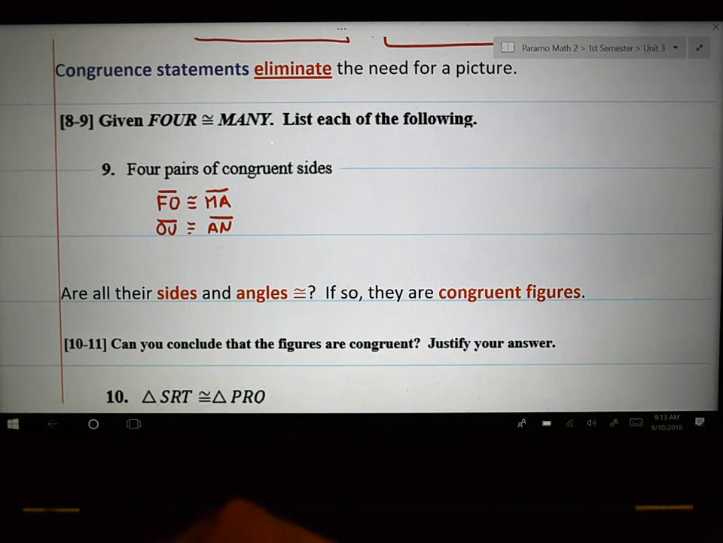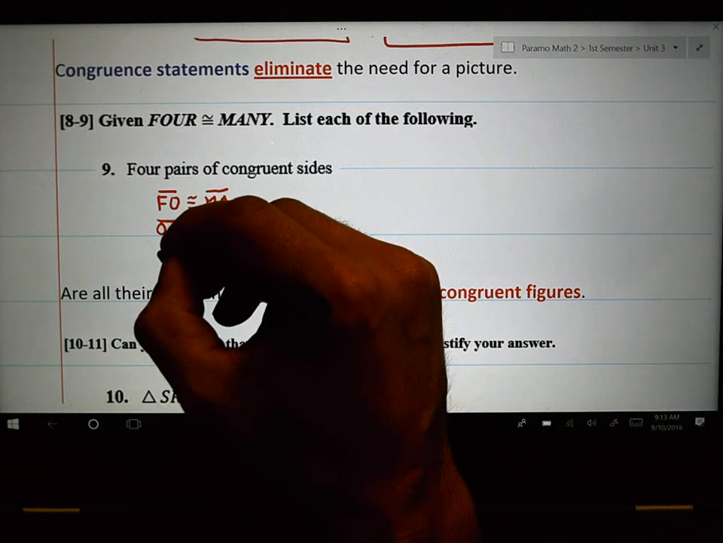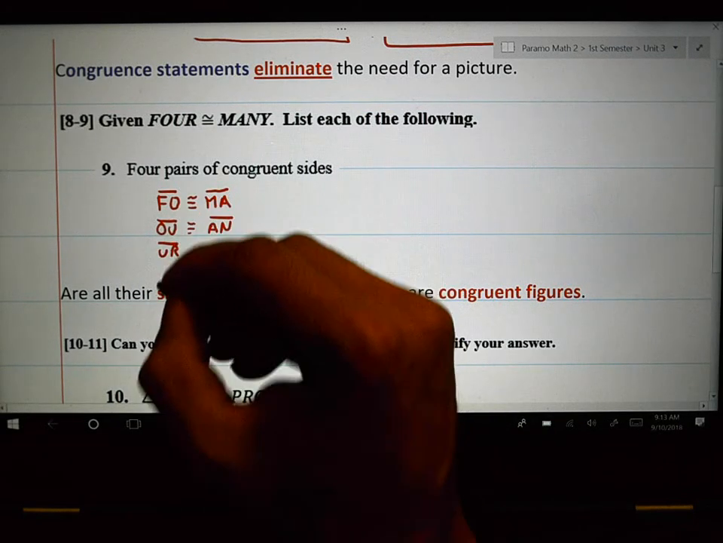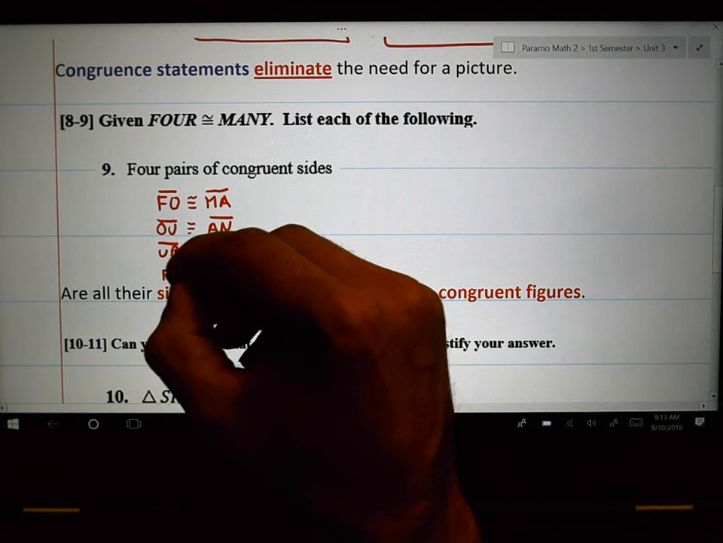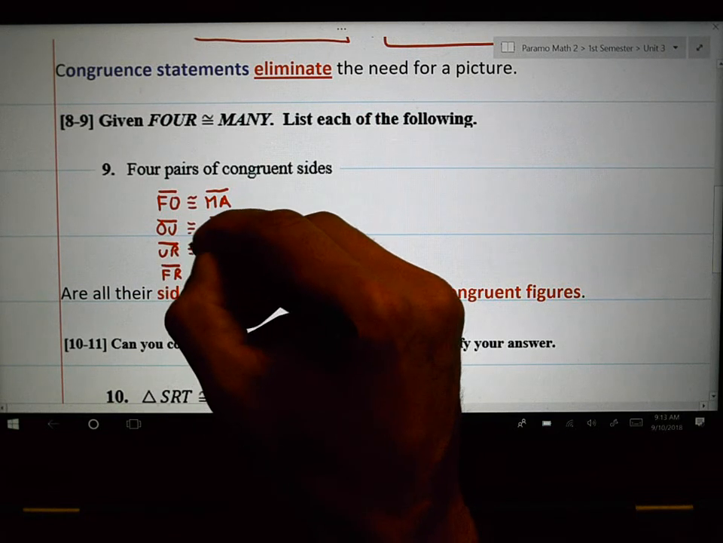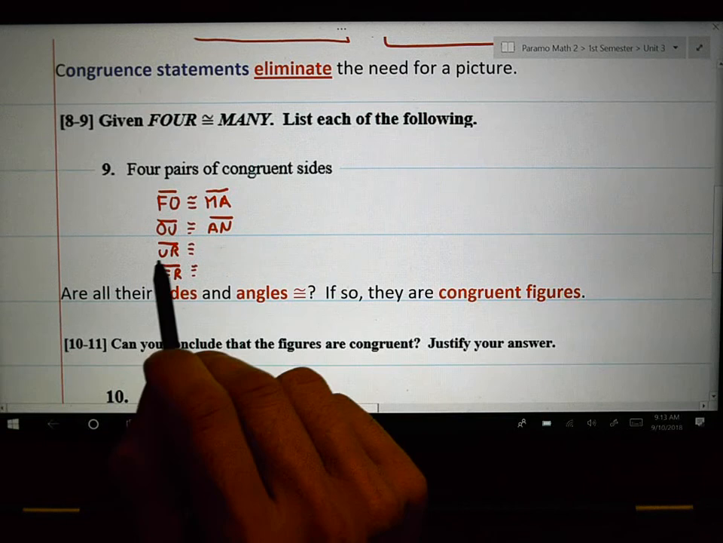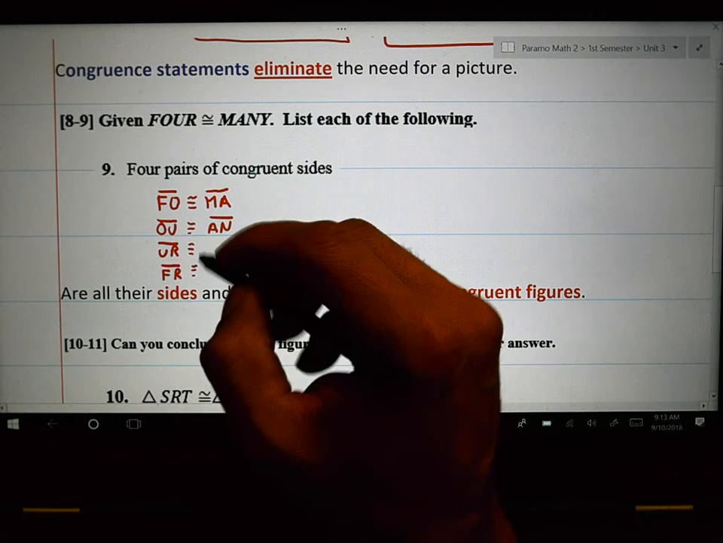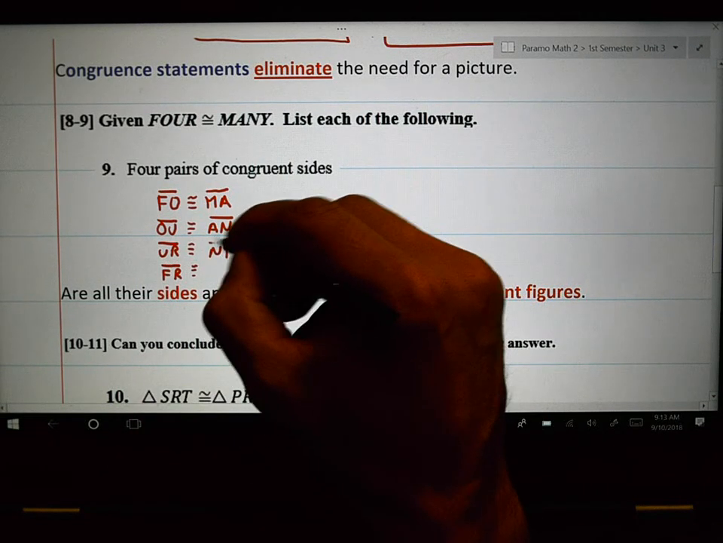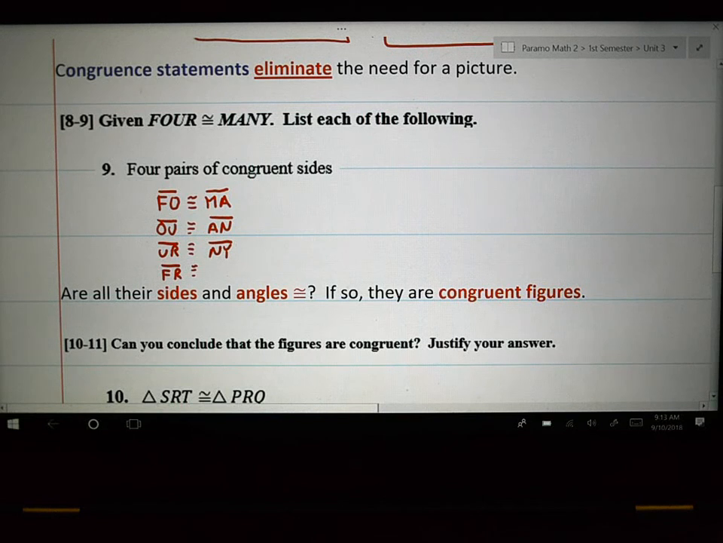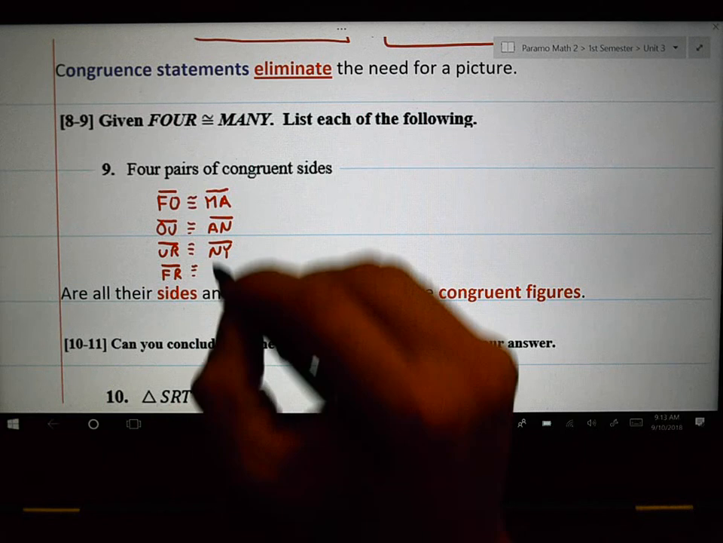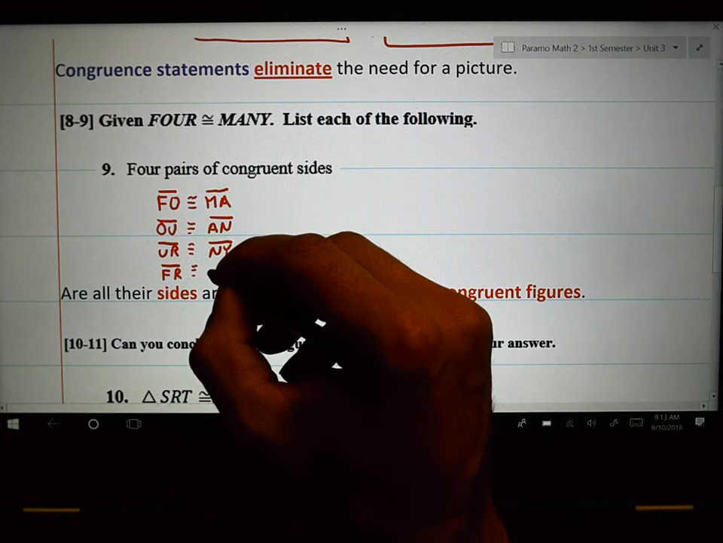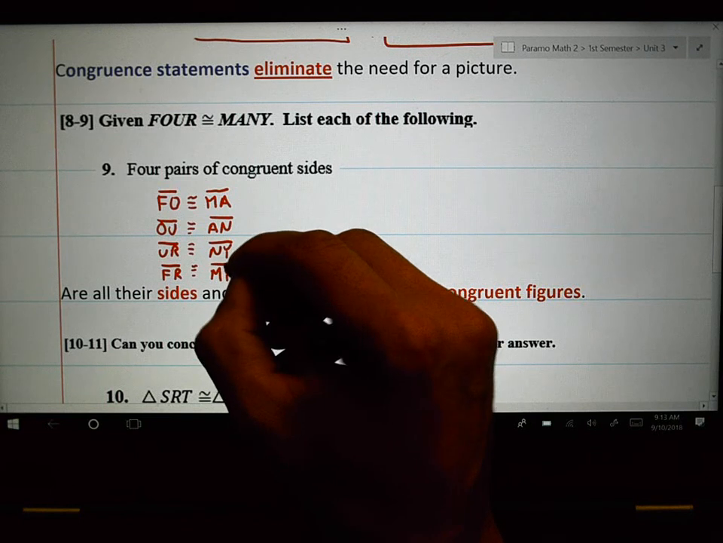And that is 2 pairs. There's 3 pairs and 4 pairs. Can we go a little bit faster? Let's try UR and then FR or RF, same thing. Segment UR is congruent to which segment? Segment NY. And the last one, segment FR is congruent to segment MY, or YM is the same thing.